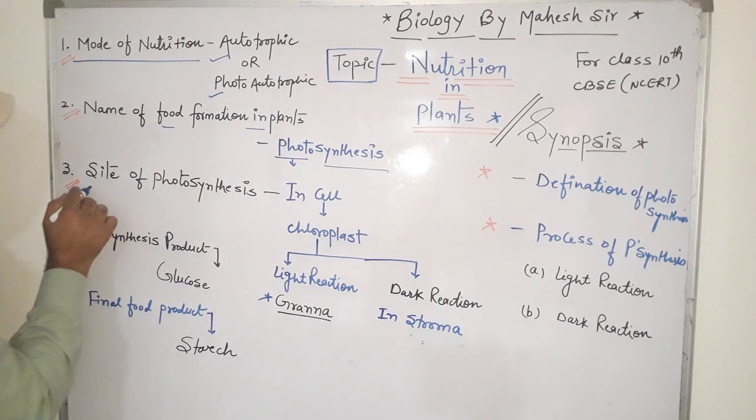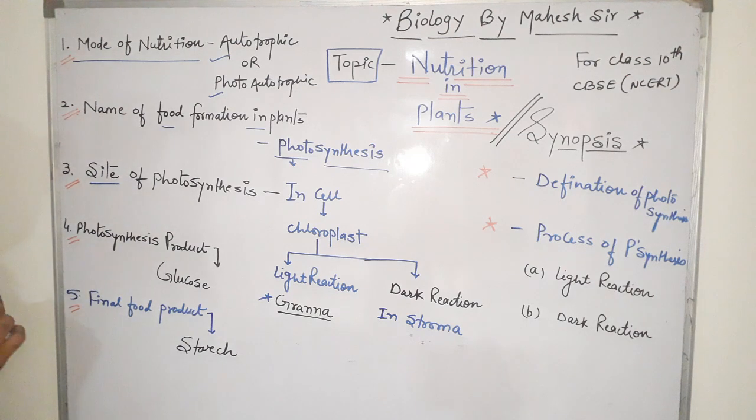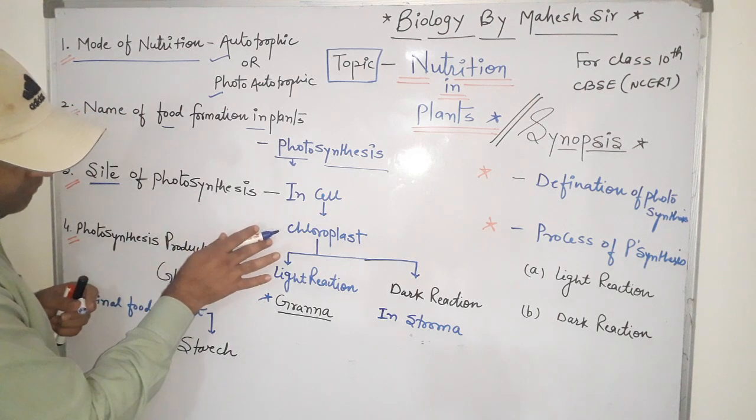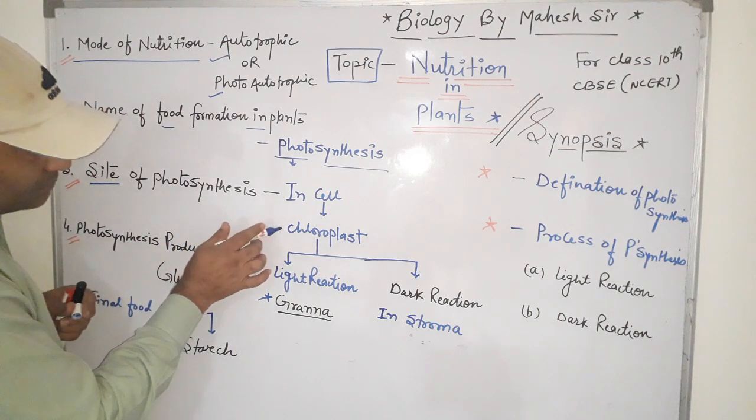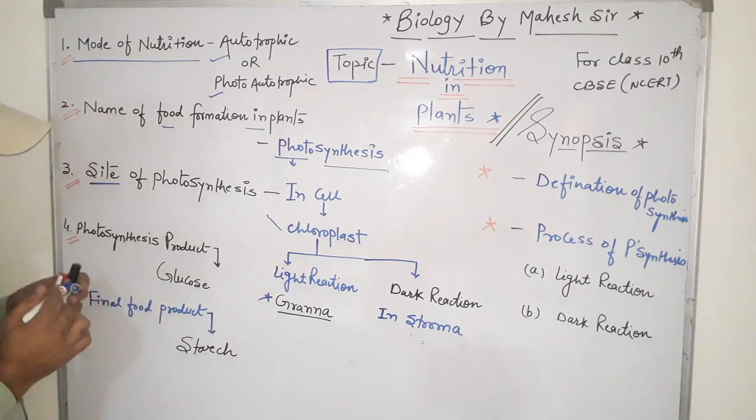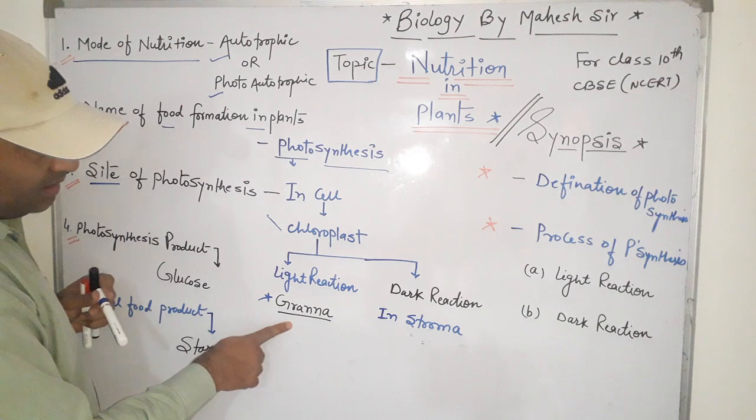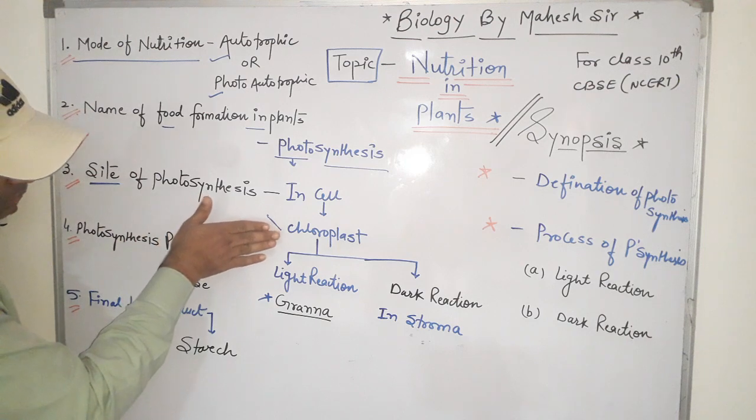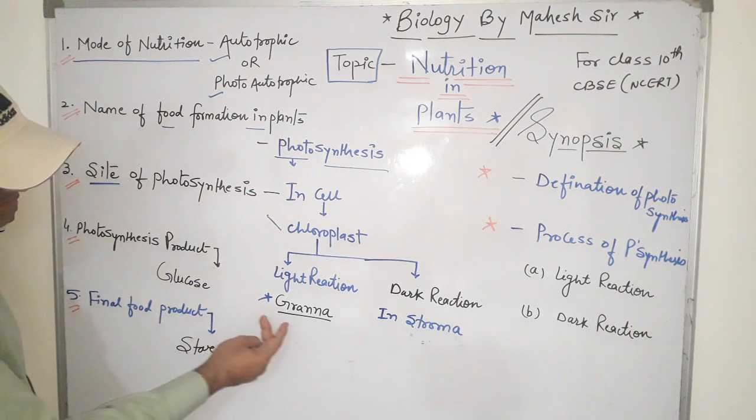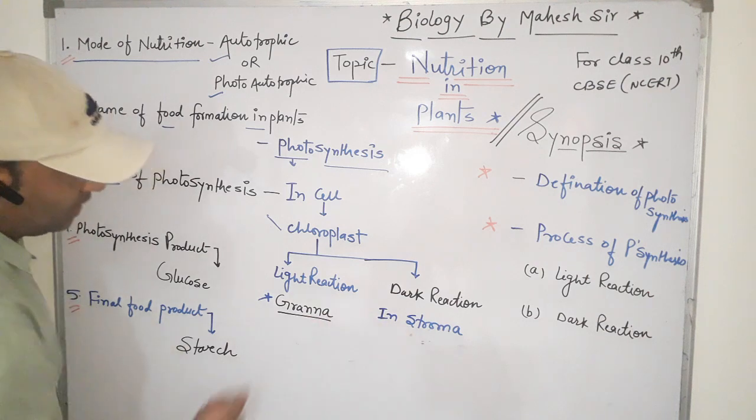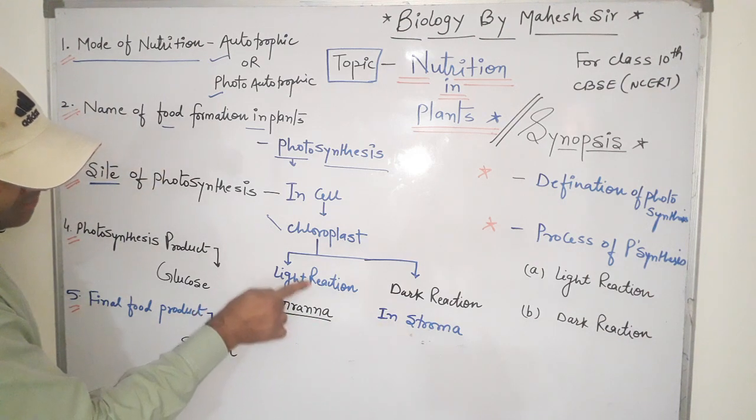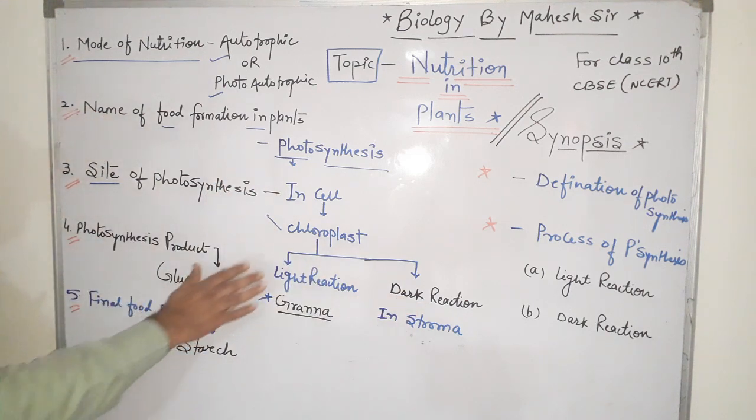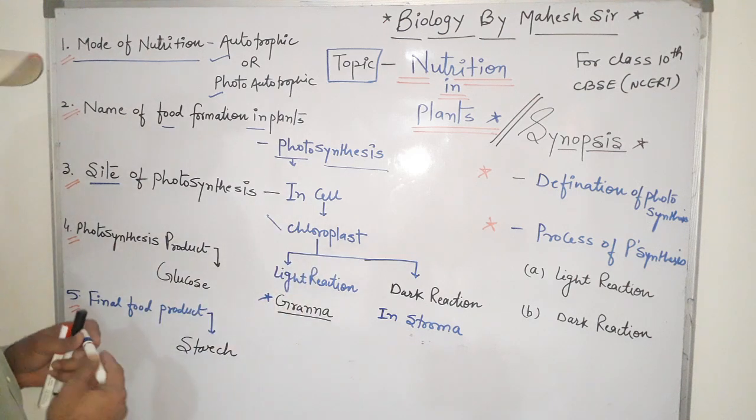Next is the site of photosynthesis. Where does photosynthesis take place in a plant? Photosynthesis takes place in a plant cell. In a plant cell, the organelle is called the chloroplast. In the chloroplast there are two sites: first is called grana and second is called stroma. I will explain in the process of photosynthesis. In the grana the light reaction of photosynthesis takes place, and in the stroma the dark reaction takes place. These reactions will be explained in the next photosynthesis topic.